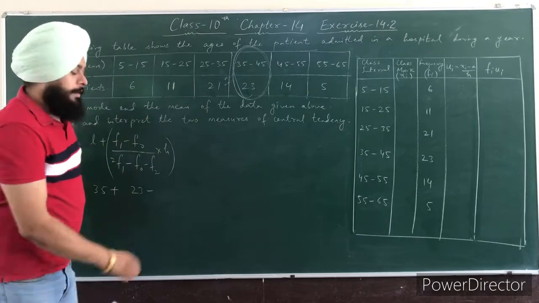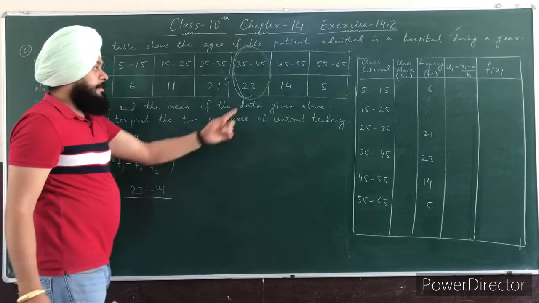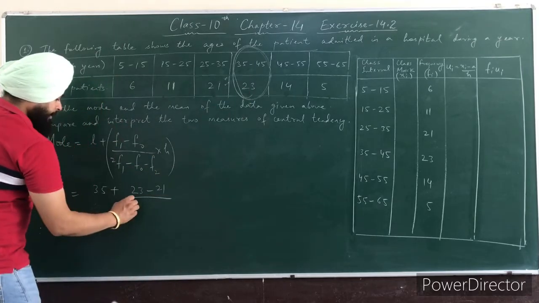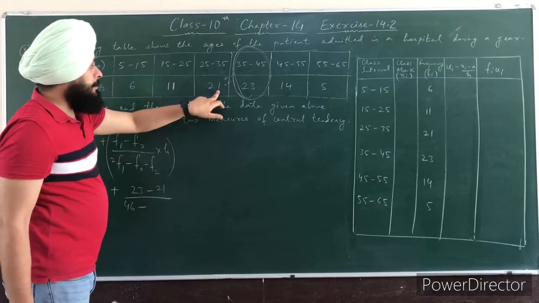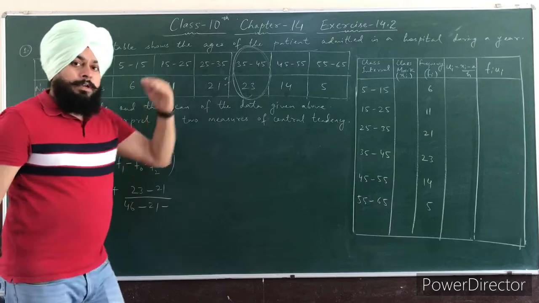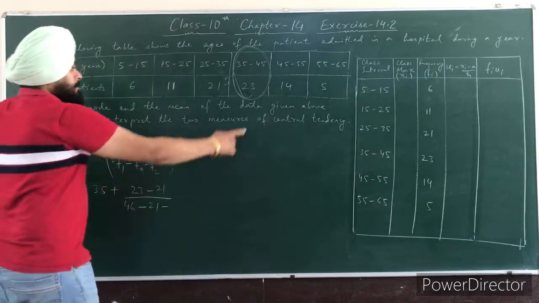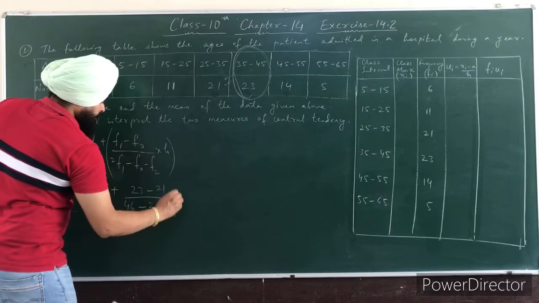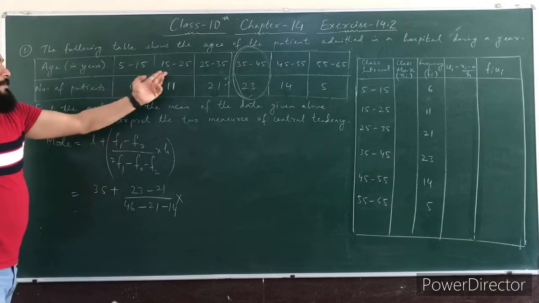That is 21. Divided by 2 F1. So 2 F1: 2 into 23 is 46. Minus F0. F0 is again this one, 21. Minus F2. F2 is what? It is the frequency succeeding the modal class. So it is 14. Into H. H is the class size. So class size is how much? It is 10.